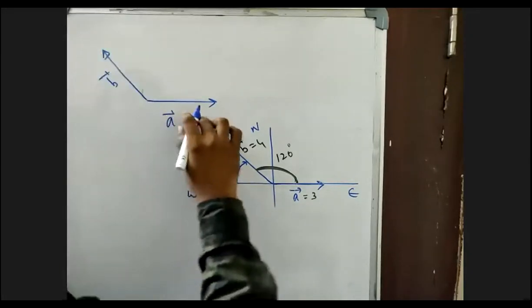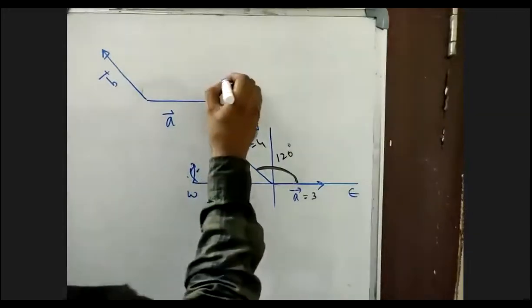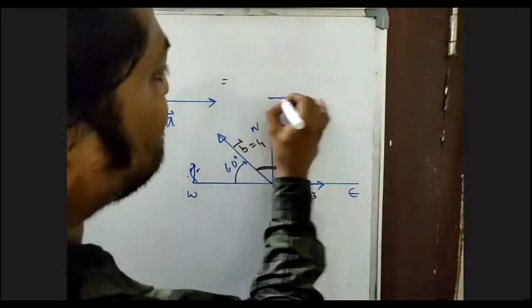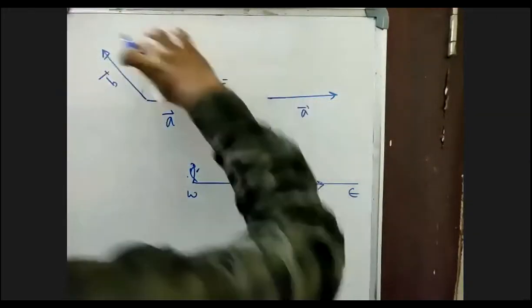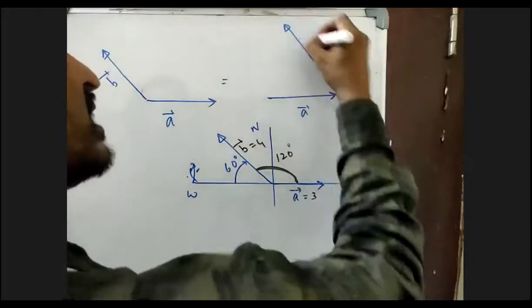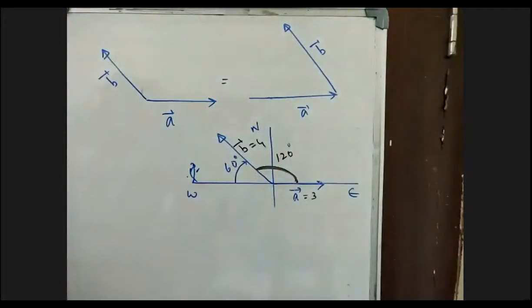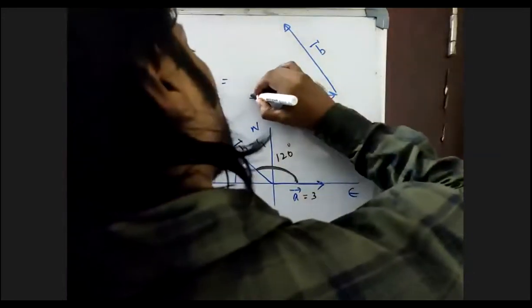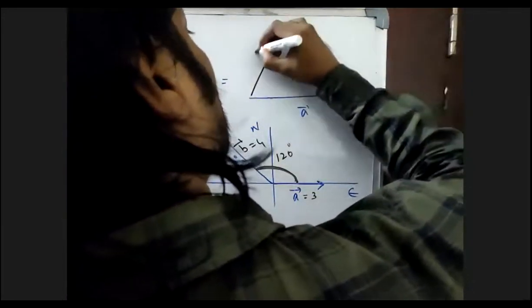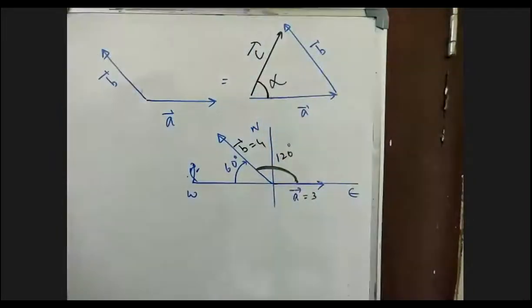By head and tail method, take the second vector and attach it to the head of the first vector. That means this will become for me like this. This is the vector A bar, and the tail of B bar is attached to the head of the first vector. Is this diagram clear? Now the resultant is given by this third vector, C bar, which is making an angle of alpha. Clear the diagram?